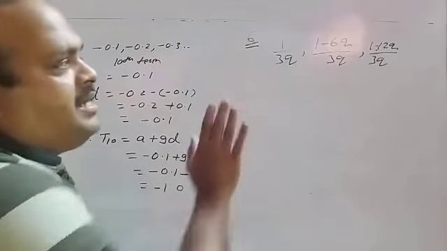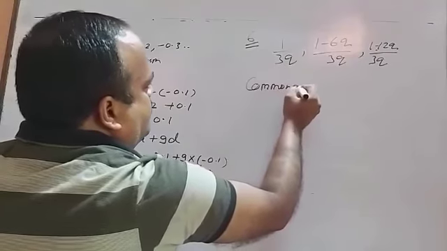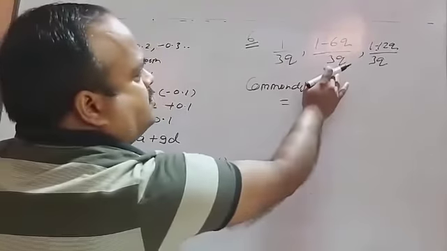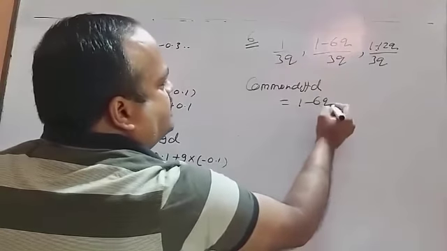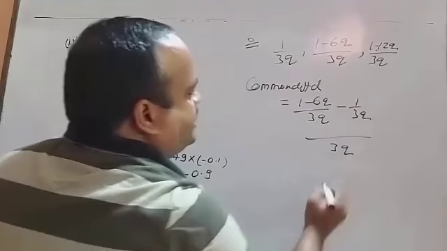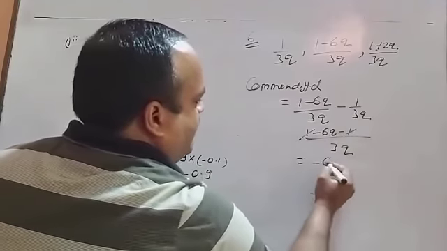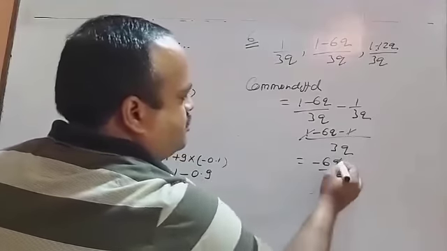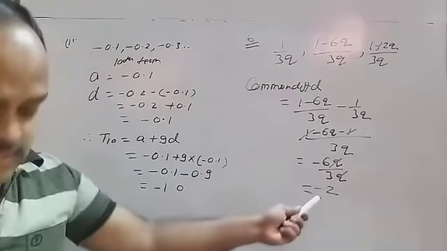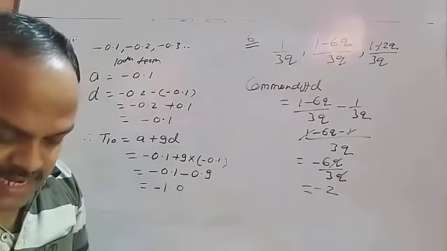The series is already given as an AP. So the common difference D is equal to this minus this: (1 minus 6q) upon 3q minus 1 upon 3q. The LCM is 3q. So 1 minus 6q minus 1, the 1s cancel. Minus 6q upon 3q, q cancels, 3 twos are 6, minus 2. So my dear students, the common difference of this series is minus 2.